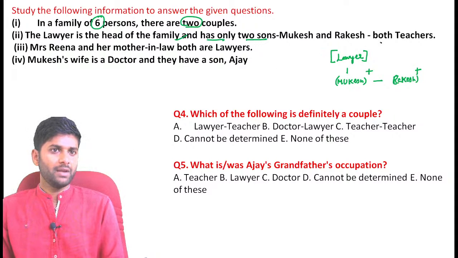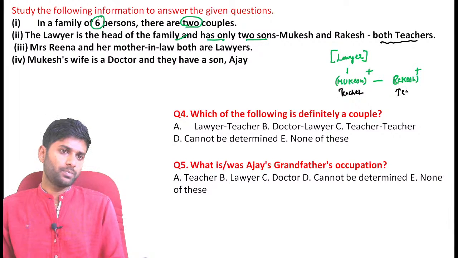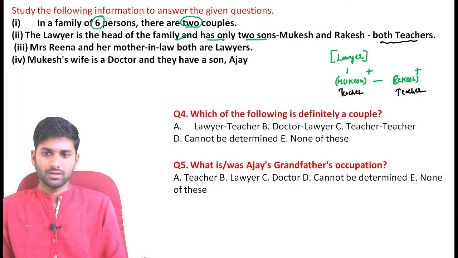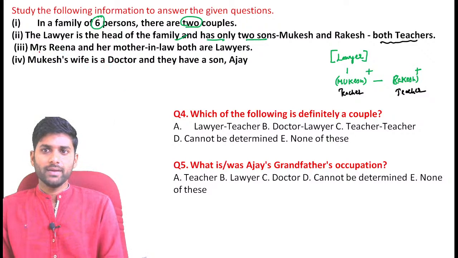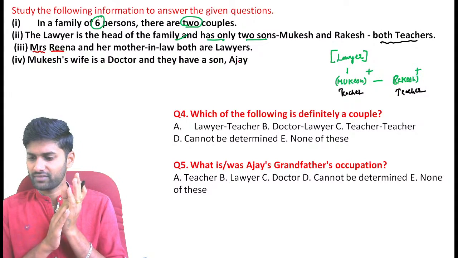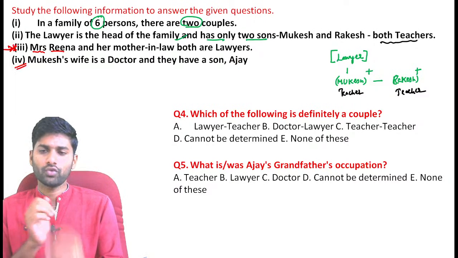Next one. And both are teachers. They mention that both are teachers. So the profession of those two sons is teacher. Next, go through the next point. Mrs. Reena and her mother-in-law both are lawyers. We don't know whose wife Reena is. So we don't know that. Make it as a marked point here, point 3. We don't know that. We can go with the fourth one.